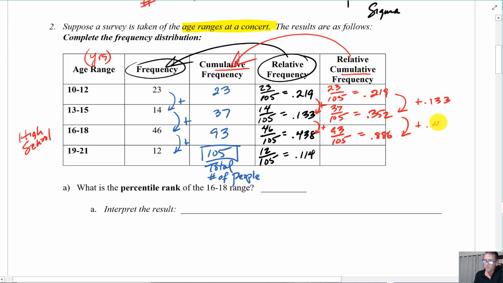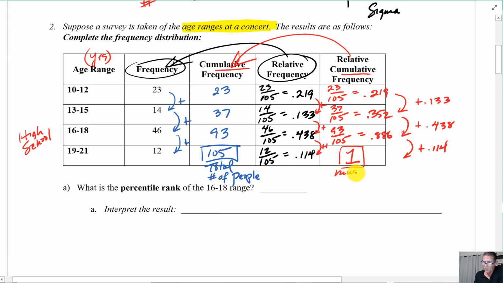Or you can simply add this relative frequency here. It says 0.438, so 0.352 plus 0.438 gives you the next one. And then if you add 0.114, we should get a total of 1. And you do. If you take 0.886 and add 0.114, you get 1. So this relative cumulative frequency is 1. And why is that? Well, 105 divided by 105 is 1. So this must be 1.